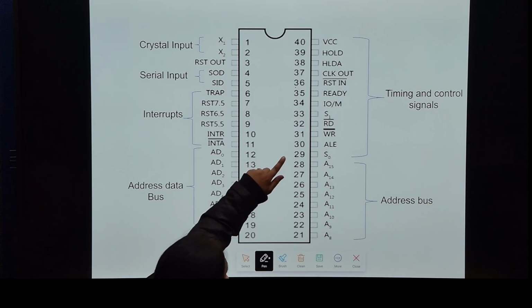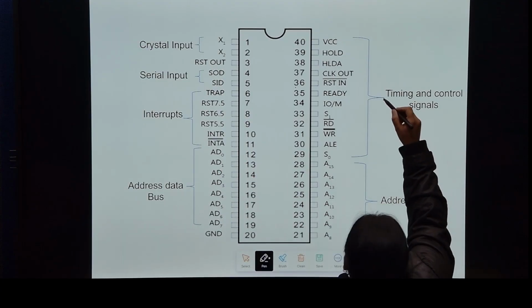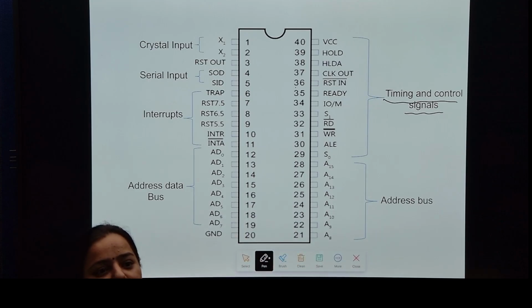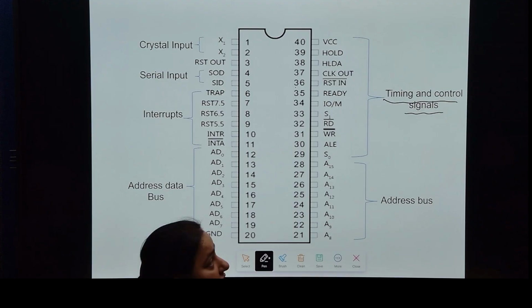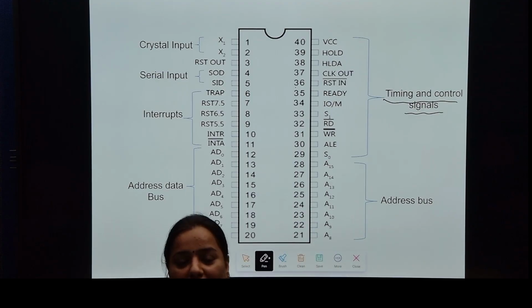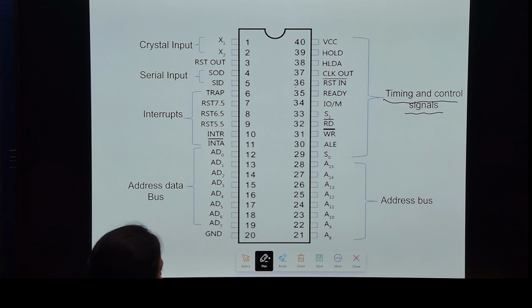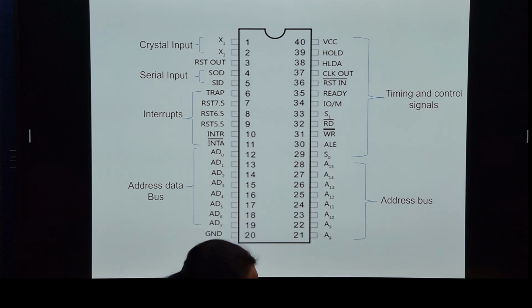Then pin number 29 to pin number 39. These are your timing and control signals. Timing and control signals are used for performing operations on the microprocessor. These are the signals that help the microprocessor to perform an operation. So next we start with the individual explanation of the pins.